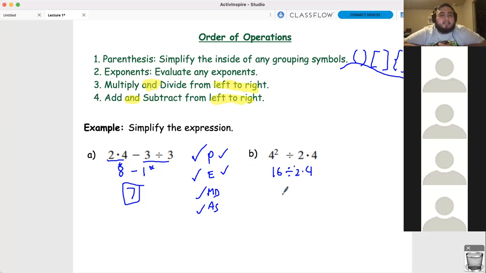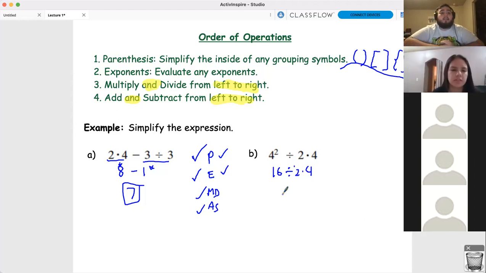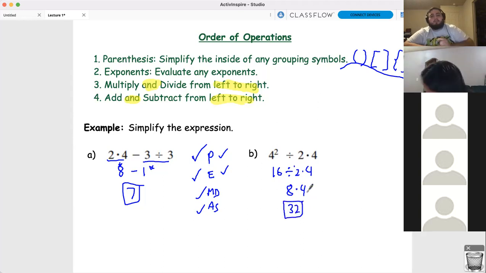What's the next step we're going to do, ladies and gentlemen? Divide, because it's on the left side. So we're going to do 16 divided by 2, which is what? What's half of 16? 8. And then bring down the times 4. The 16 divided by 2 is 8. Bring down the times 4. And to finish this off, 8 times 4 is 32. And we're done.